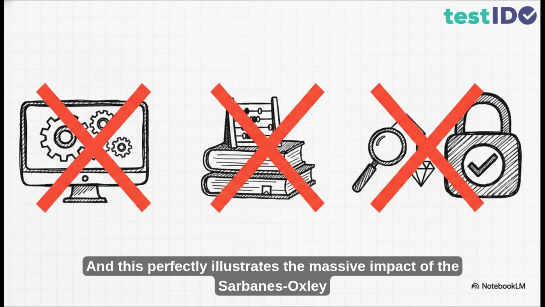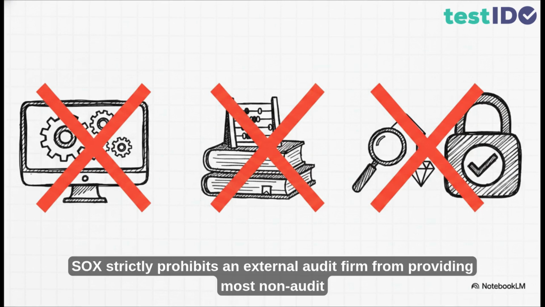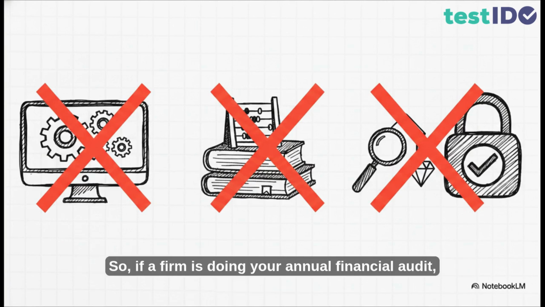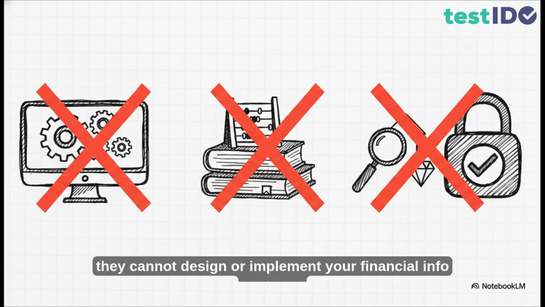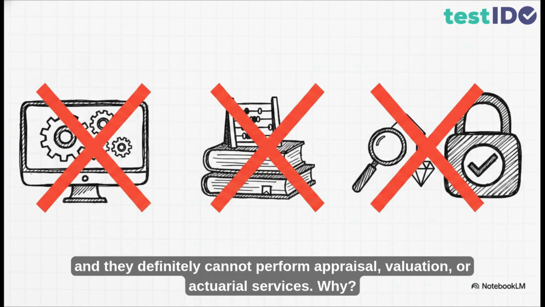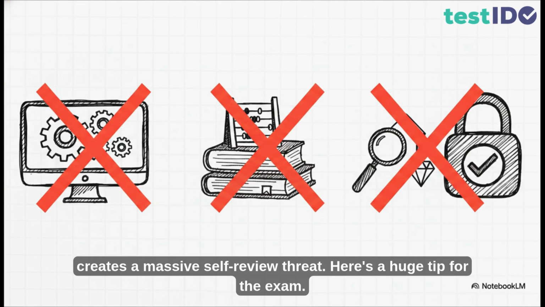And this perfectly illustrates the massive impact of the Sarbanes-Oxley Act of 2002. SOX strictly prohibits an external audit firm from providing most non-audit services to their audit clients. So, if a firm is doing your annual financial audit, they cannot design or implement your financial info systems. They can't do your bookkeeping or outsource your internal audit, and they definitely cannot perform appraisal, valuation, or actuarial services. Why? Because doing any of that and then auditing the financials creates a massive self-review threat.